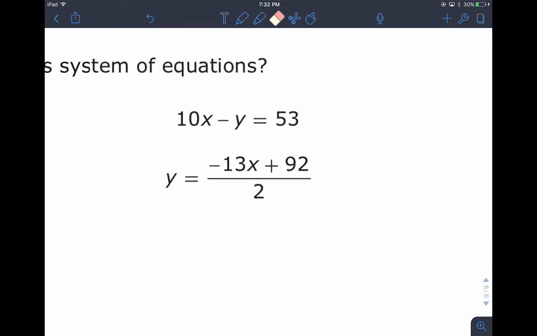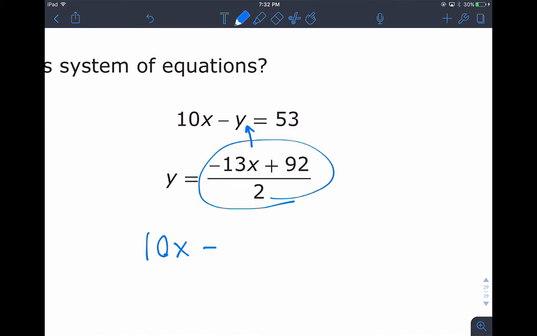What I would do, I guess I would go ahead and do substitution here. So all of this is equal to y, so what I need to do is plug that whole expression in for y. So this one's going to get kind of tricky. So it's going to be 10x minus parentheses, all of this, close parentheses, equals 53. I'm going to probably need a calculator, so let me cue that up.